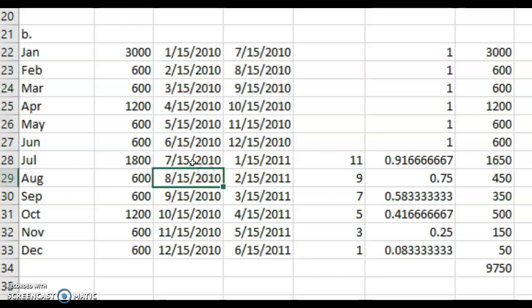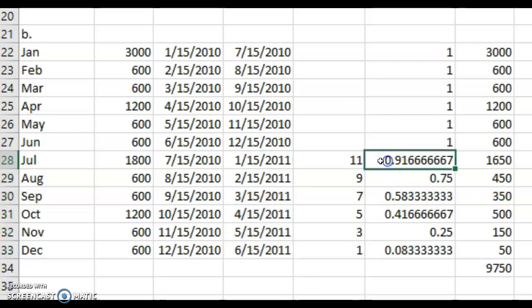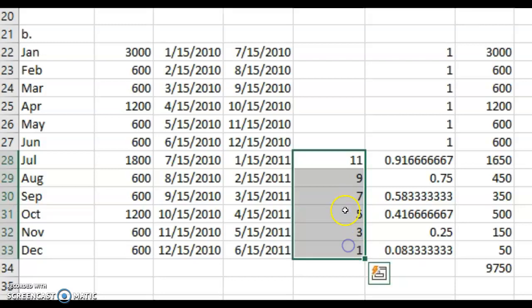So for those policies ending in 2011, we want to calculate the proportion for the last 6 policies. And we use half a month as 1 unit as well. And then we will get the unit right here.